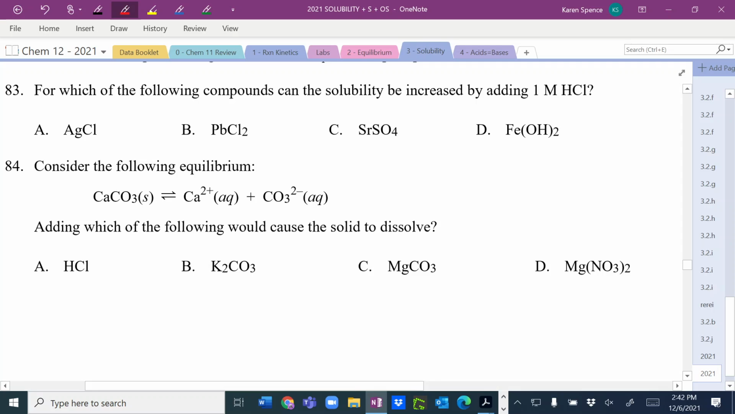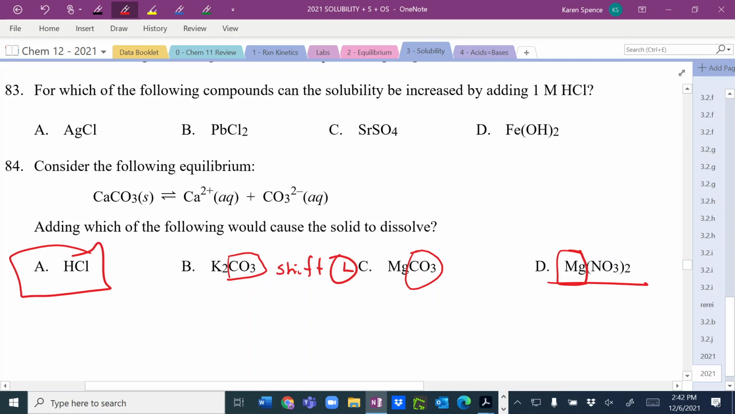It's definitely not CO3, right? Because that would cause it to shift to the left because we've increased the concentration of CO3. Oh, look, this one's also CO3. You know what, HCl will work. I don't know why magnesium nitrate is here, that makes me sad.